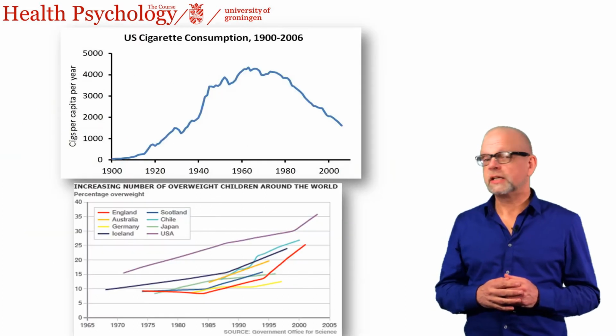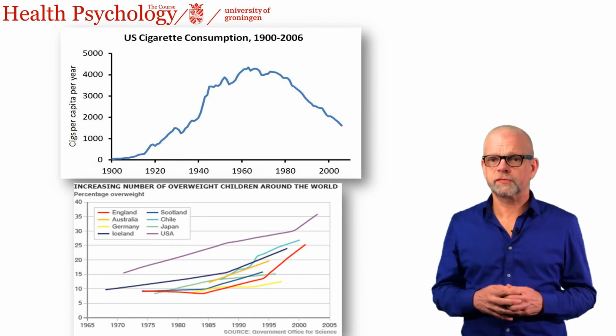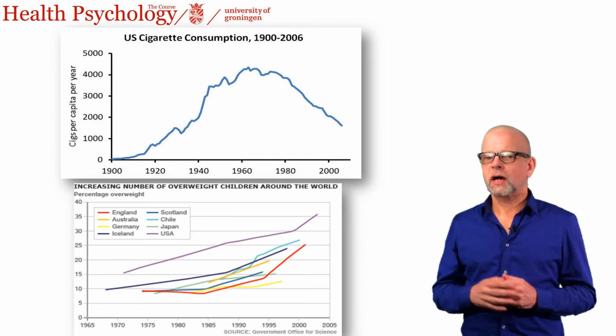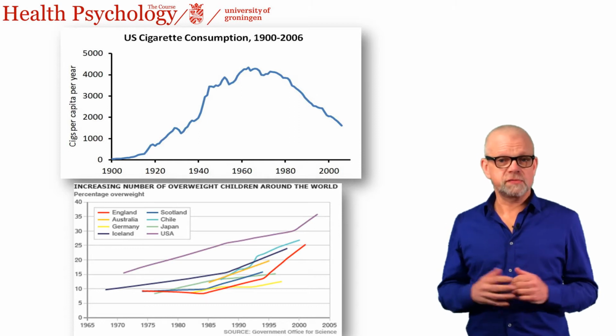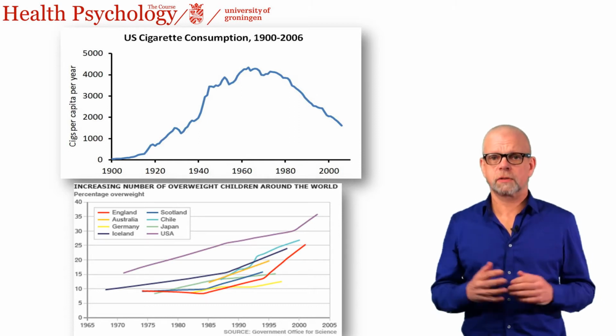For example, these graphs provide figures on smoking behavior and on the percentage of overweight children, both over decades. They are related to how the problems of smoking and overweight are perceived and how society may have adapted itself already to these problems.